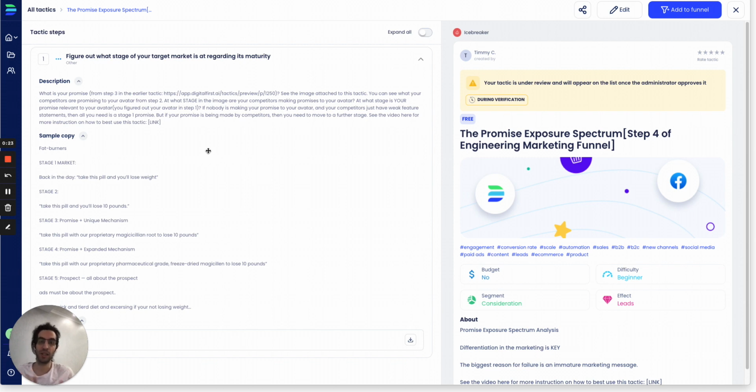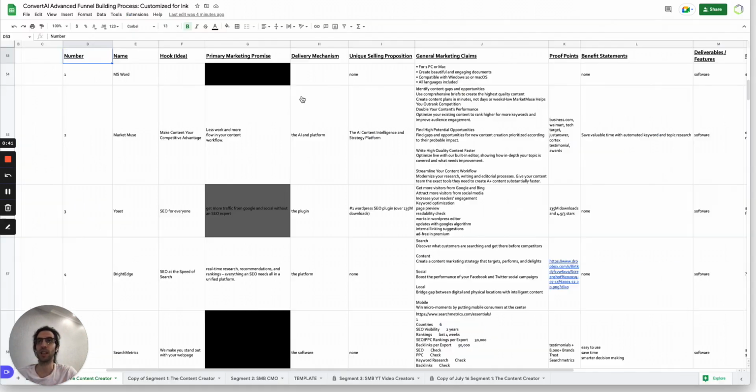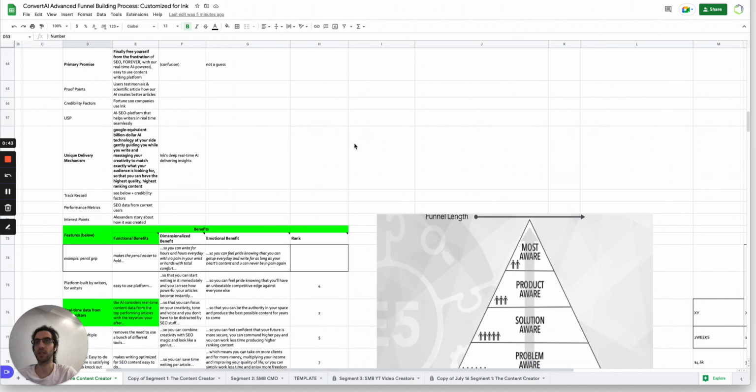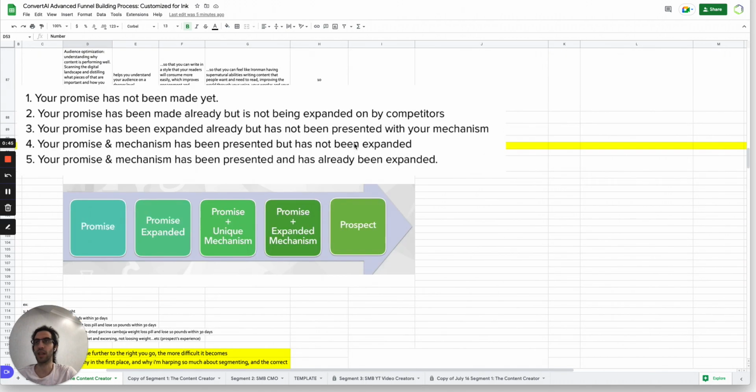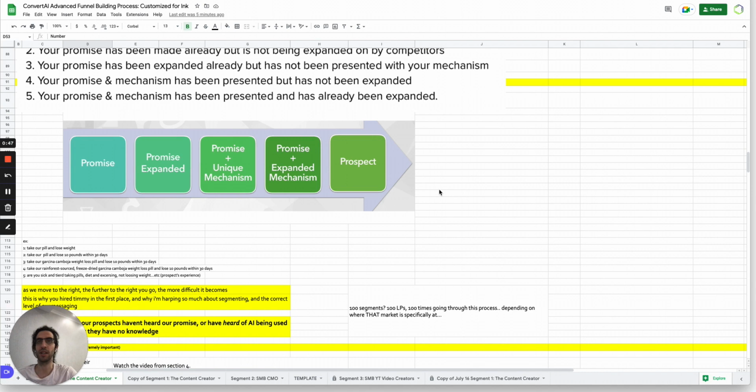Now, you need to have already done the previous tactic, which is linked here. So you need to have already completed that in order to do this step. Now, as an example to do this step, what we need to do is the promise exposure spectrum. What is this about? So let's take a look at an image here. So this is a sheet that I use for this, and basically we can see here.